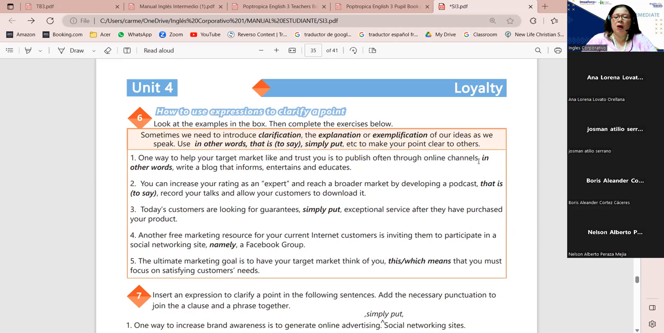So let's read. After the comma, we have this bolded expression: in other words, in different words, right? We are adding something extra, and we are saying the same expression we said, but in different words to make it clear. For example, it says one way of what? Of helping, right? One way to help your target market like and trust you is to publish often through online channels. So what is one of the ways? It is to publish, right? This is what we are stating as our point, right? This is our information, yes?